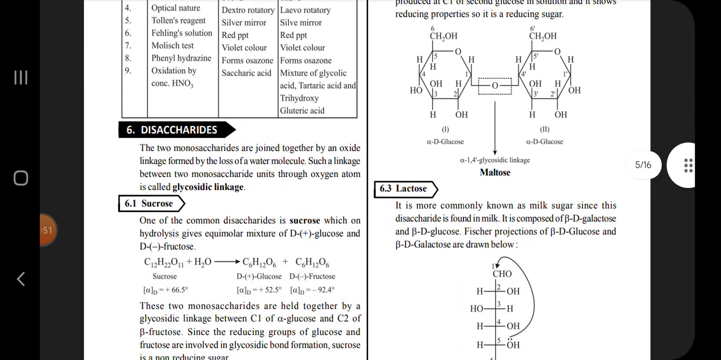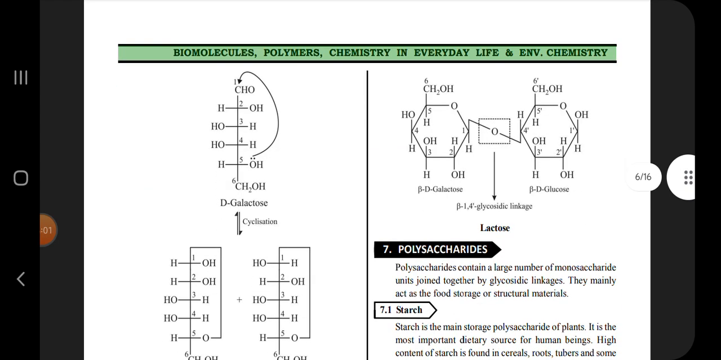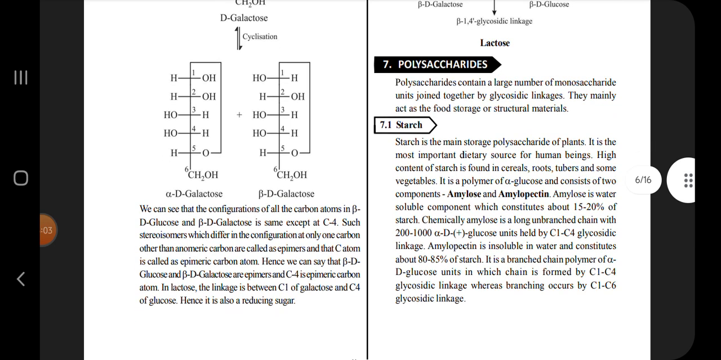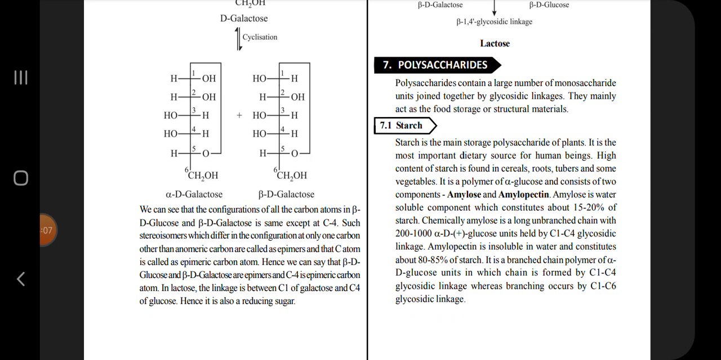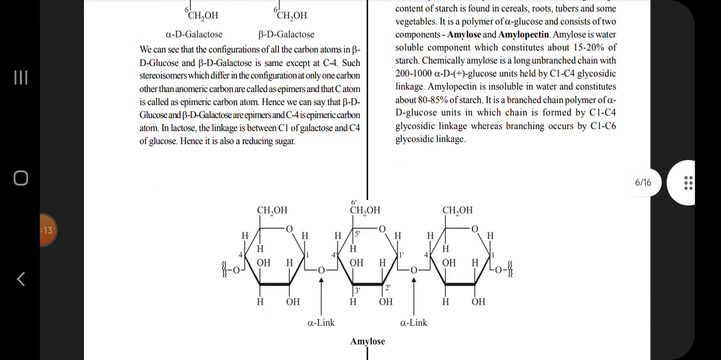Then disaccharide. The linkage between 2 monosaccharide units through an oxygen atom is called a glycosidic linkage. Some examples of disaccharides are sucrose, lactose. Polysaccharides are like starch. They contain a large number of monosaccharide units joined together by glycosidic linkage, and they mainly act as food storage or structural material.